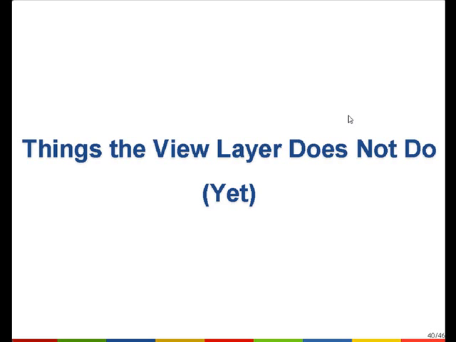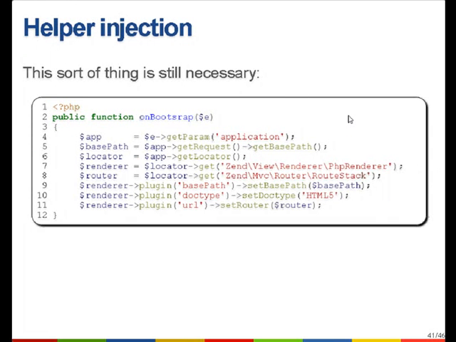But some common things that you may need to do include, for instance, helper injection. A lot of the helpers actually have dependencies, and you may need to put those in. A really good example is you may want to set the base path. There's a base path helper, and you need to set the base path in there if you have something different than just slash. So in this particular example, we grabbed the base path in line 5 from the request. And in line 9, we actually set the base path for the base path helper.